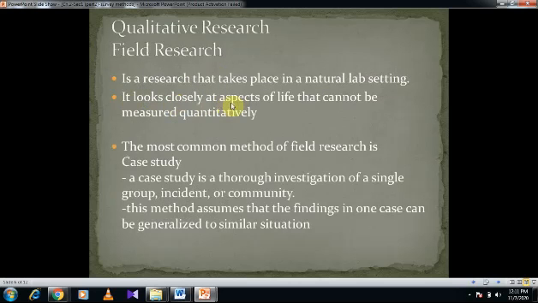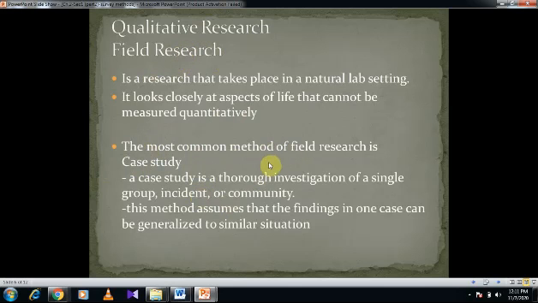It looks closely at aspects of life that cannot be measured quantitatively, things that cannot be measured in numbers and statistics and modes and means. No, we need words, we need emotions, we need sentences to describe what happened and what's going to happen and the results. The most common method of field research is case study. So, case study is one type of field research.